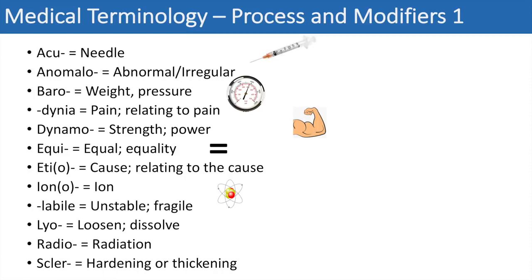And another one is sclere. This means hardening or thickening. So you can think of sclerosis or atherosclerosis. These all relate to hardening or thickening of something.